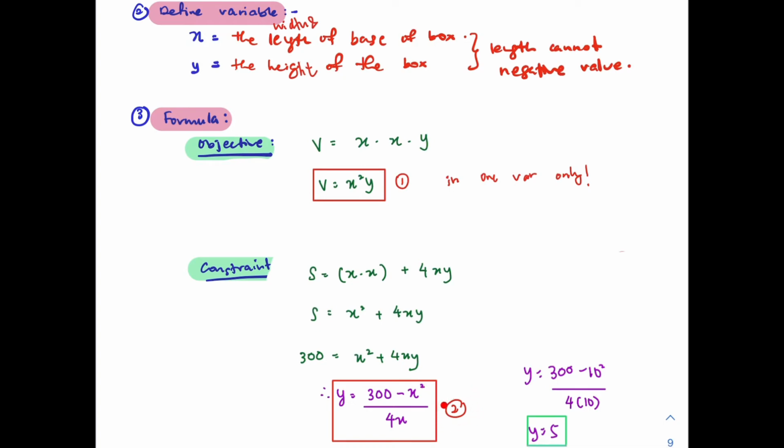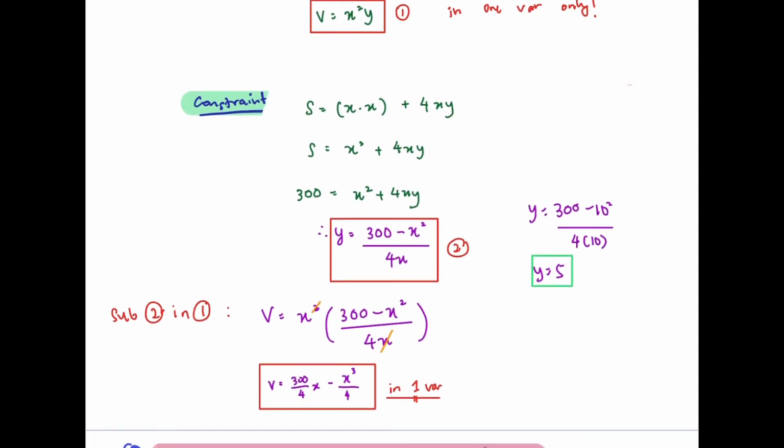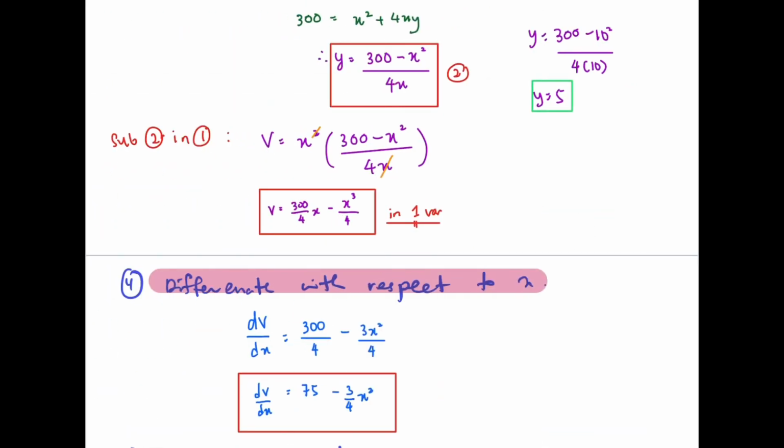So let's substitute 2 in equation 1. So this is it. V is equal to x squared y. So let's substitute this y here and let us simplify. So this is it. This is your V now in 1 variable. So now you're ready to differentiate so that you can get our critical point. So let's find dV over dx right now. So just use power rule, bring down the power reduced by 1. And let's simplify. So this is your dV over dx, which is 75 minus 3 over 4 x squared.